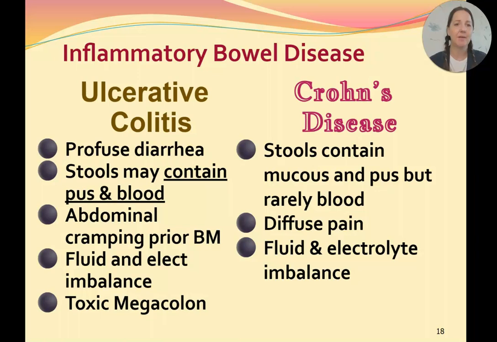Okay, so UC, ulcerative colitis. Okay, the other side. They have a lot of diarrhea, and they're probably going to have a lot of pus and blood in their diarrhea. That's very important to remember. You'll have a lot of abdominal cramping, especially before a bowel movement, and then the fluid and electrolyte imbalances are always part of any of these inflammatory bowel diseases. And it can also lead to toxic megacolon.